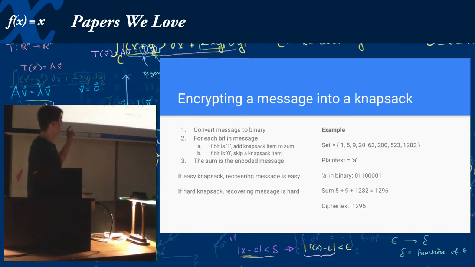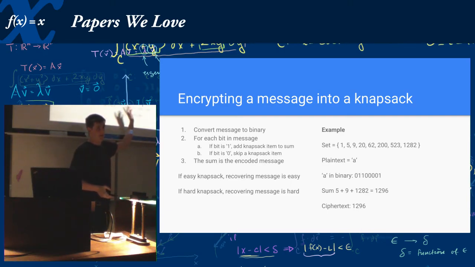So encrypting messages in the knapsack, this is kind of boring, but basically you break your message into binary. So the letter A, for example, is our message. Our knapsack is 8 bits long, just like the letter A is 8 bits long in ASCII. And then if the first bit is 0, then you don't include the 1 in your sum. If it's 1, you do, so you include the 5.